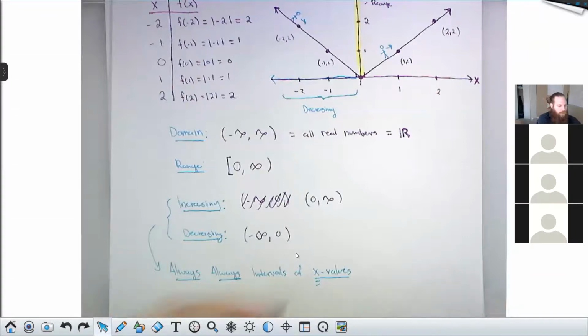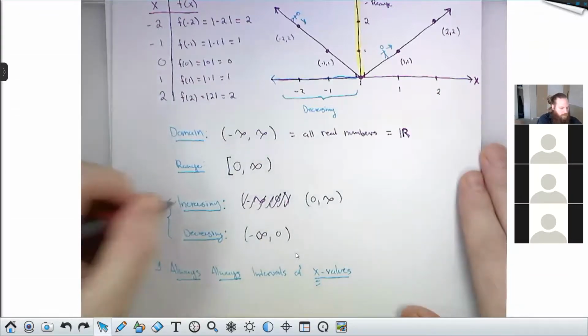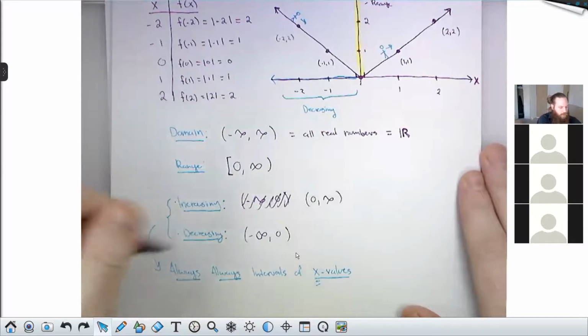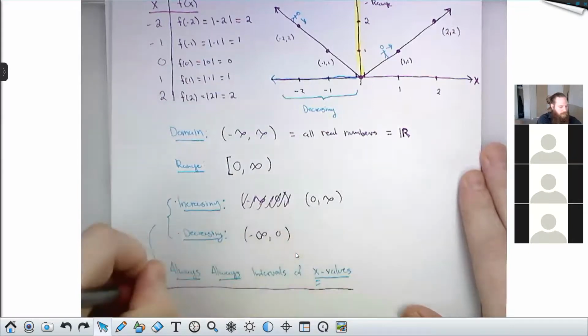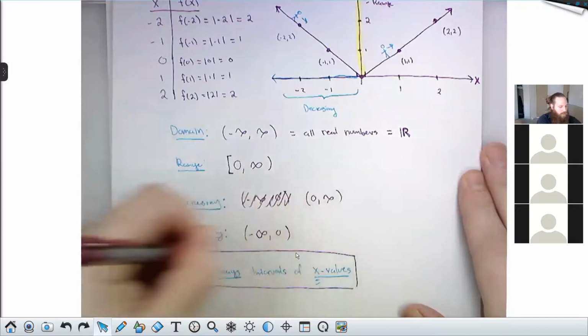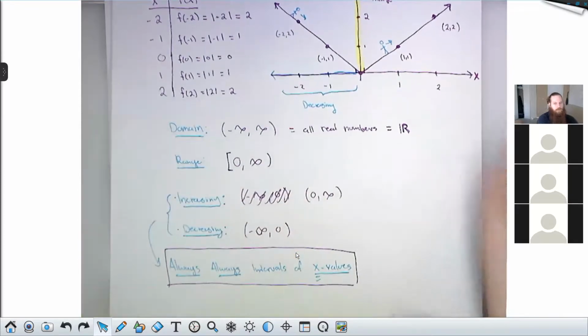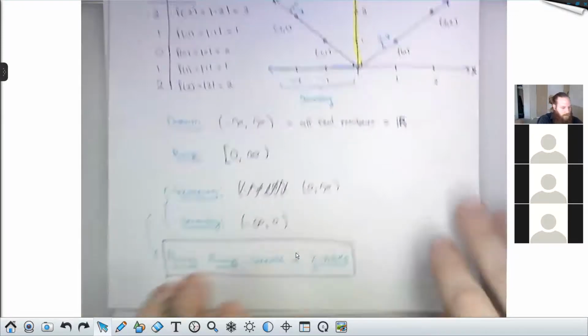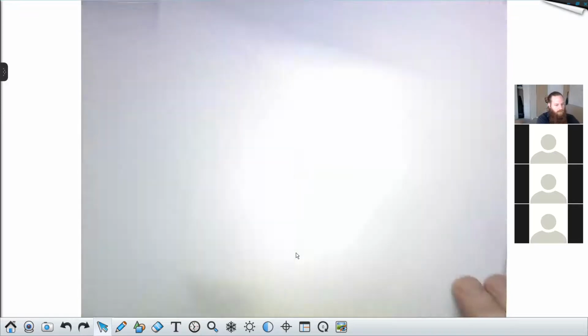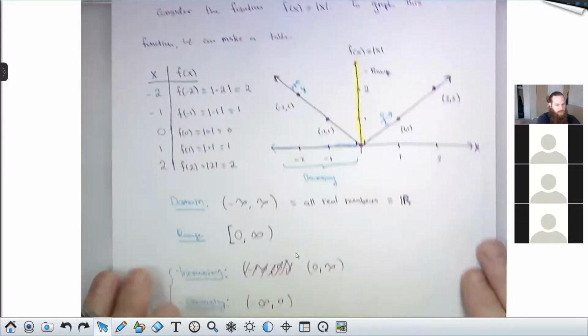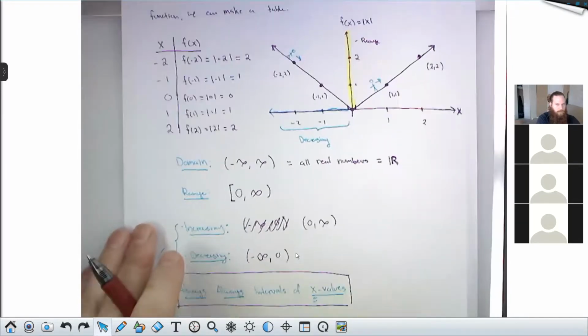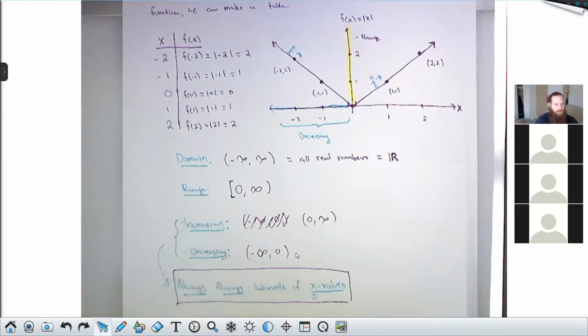I want to say one more time that when you're talking about increasing and decreasing, you always need to give me intervals of x values. This is very, very important. Next, I'll leave this here for just a second. Anybody who's still writing anything, give about 15, 20 seconds here, and then we're going to graph a more complicated absolute value function, and we're going to talk about solving equations.